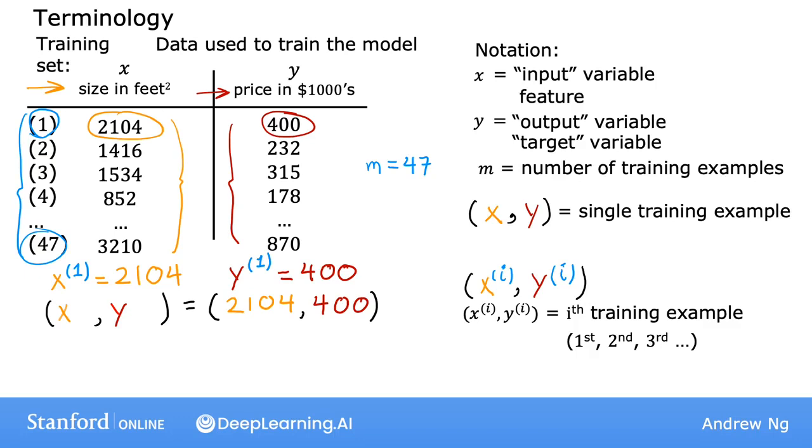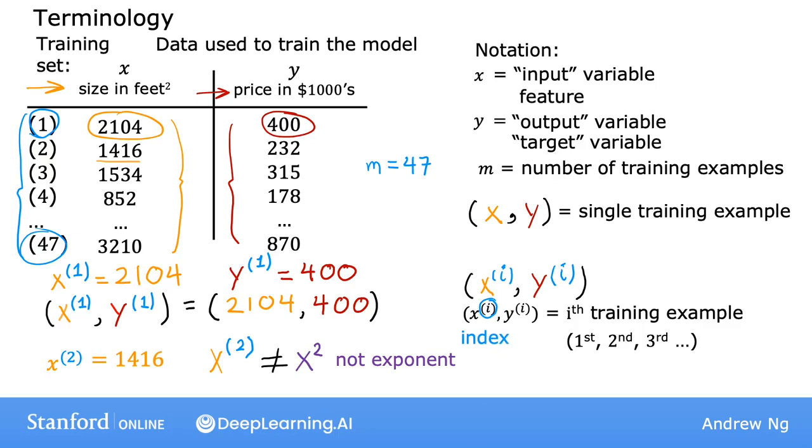And let's add the superscript (1) here as well. Just a note, this superscript i in parentheses is not exponentiation. So when I write this, it is not x squared. This is not x to the power of 2. It just refers to the second training example. So this i is just an index in the training set and refers to row i in the table.